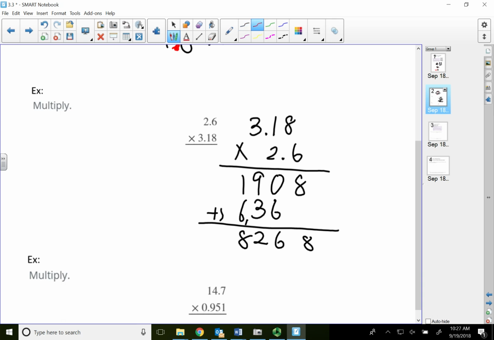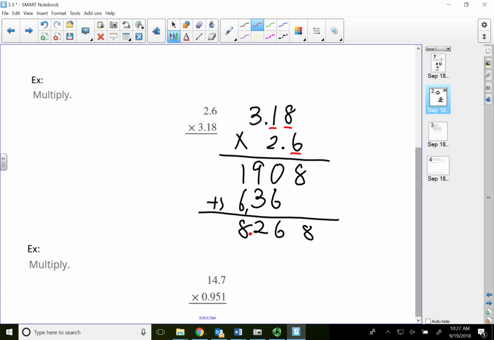All right, let's count the decimal places. 1, 2, 3. All right, so my decimal is supposed to be behind the 8. Count 3 places backwards. 1, 2, 3. So I should put it between the 8 and the 2. So my answer, 8.268.